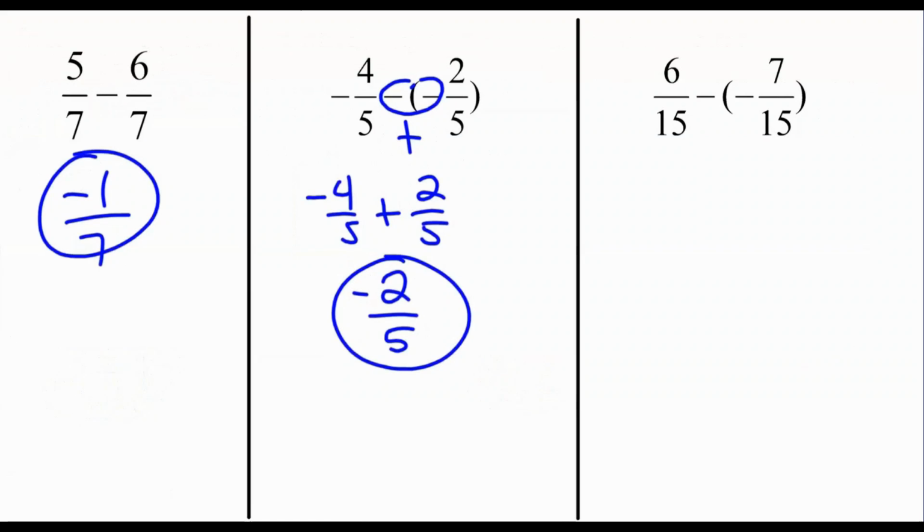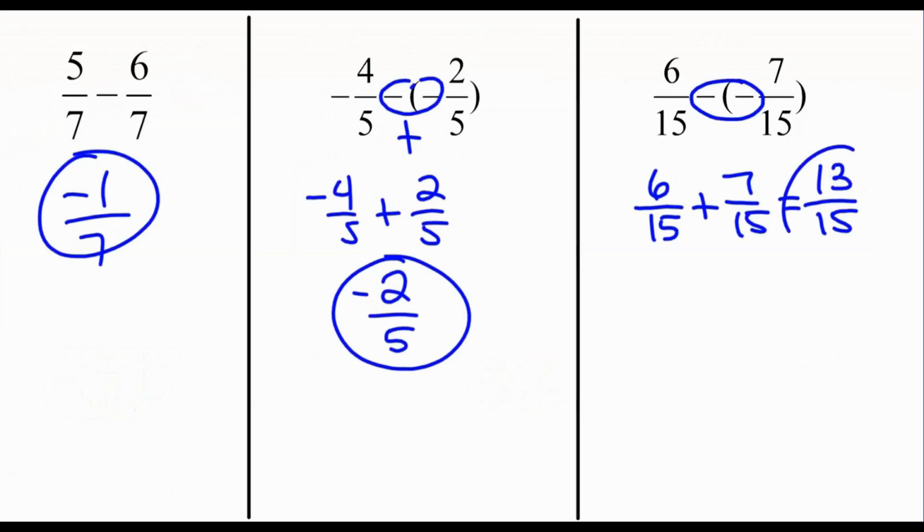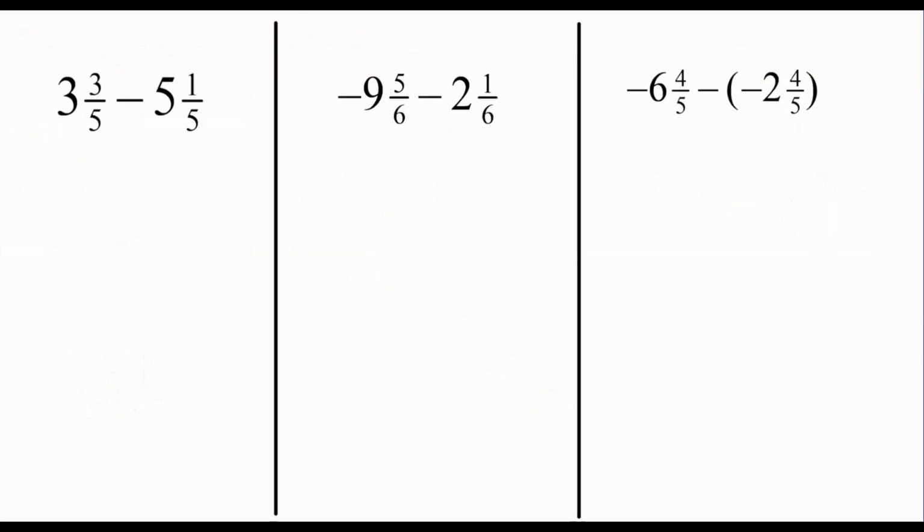And then lastly, 6/15 minus a negative 7/15. Again, subtracting a negative, taking negatives away, is like adding or increasing in value. So this is essentially 6/15 plus 7/15. Now I just use my rules of addition for the numerators, and 6 plus 7 is 13. So I have 13/15, and that is in simplest form. It doesn't need to be simplified. So again, sometimes changing to addition is very helpful when we can.